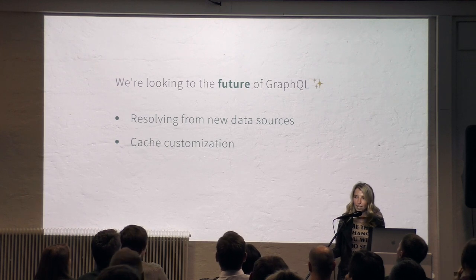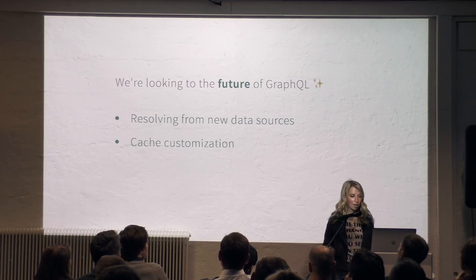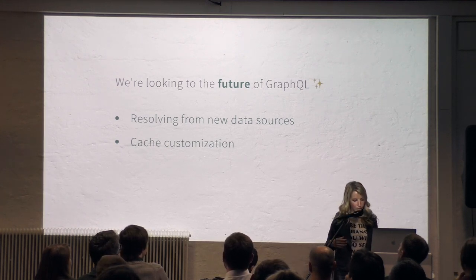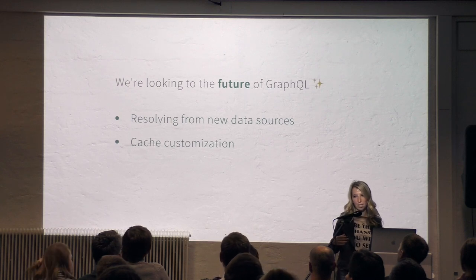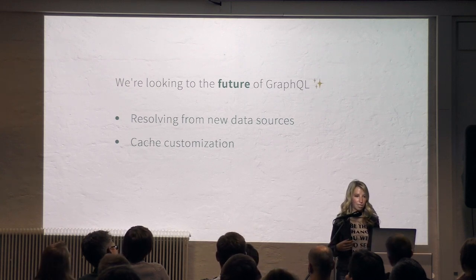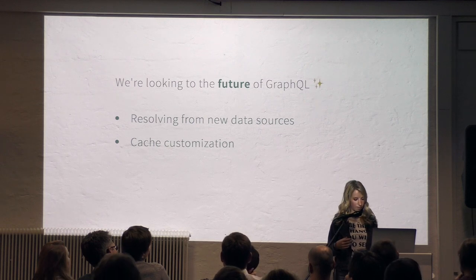When it comes to caching, one size does not fit all. How can we decouple the cache from Apollo Client so developers can customize it to fit their needs? For example, if that normalization process does not work for them.